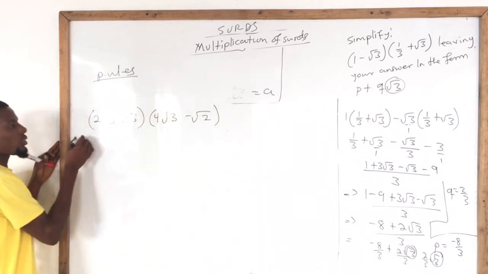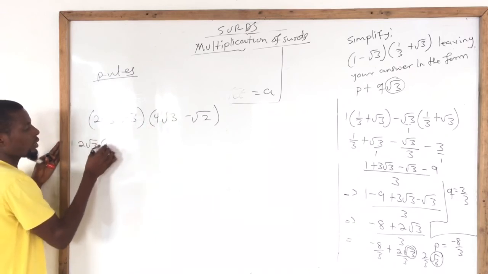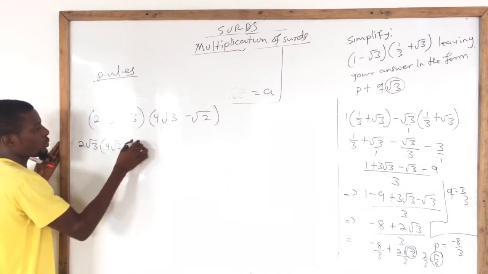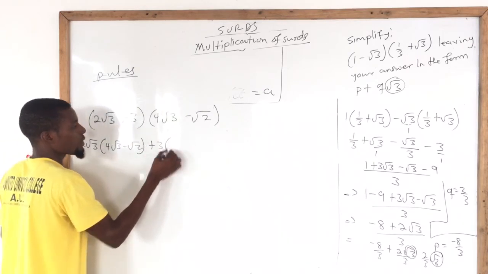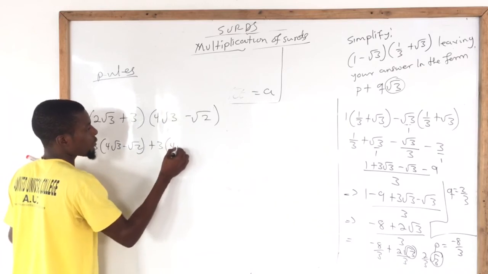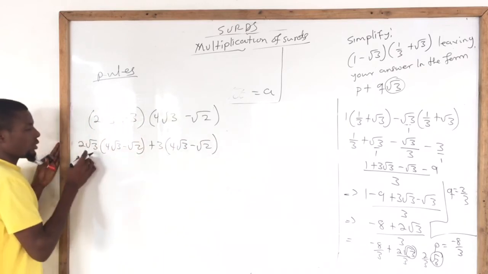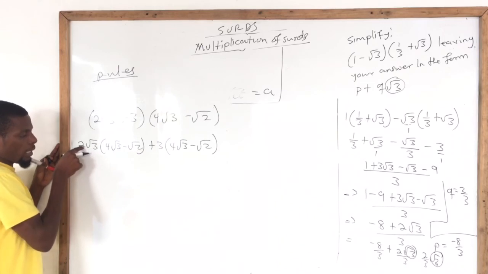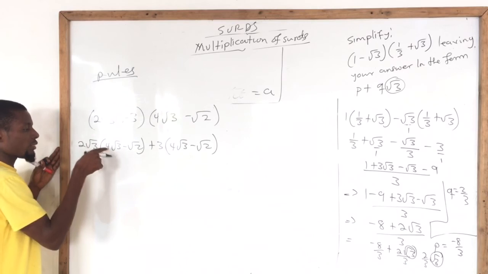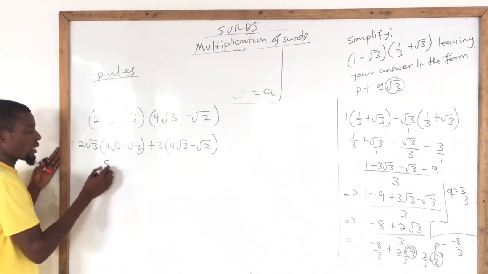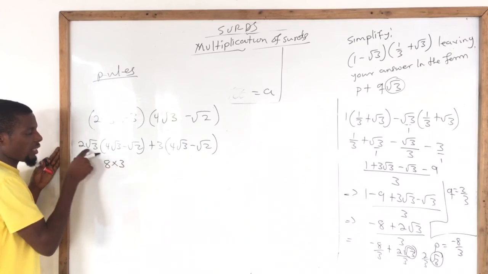So of course, I expand the bracket since it's binomial expansion. So 4 root 3 minus root 2. The 3 will also multiply the same second bracket, 4 root 3 minus root 2, right? So remember, the number multiplies the number, the root multiplies the root. So 2 times 4 is going to give me 8. And then root 3 times root 3 is going to give me 3, right?